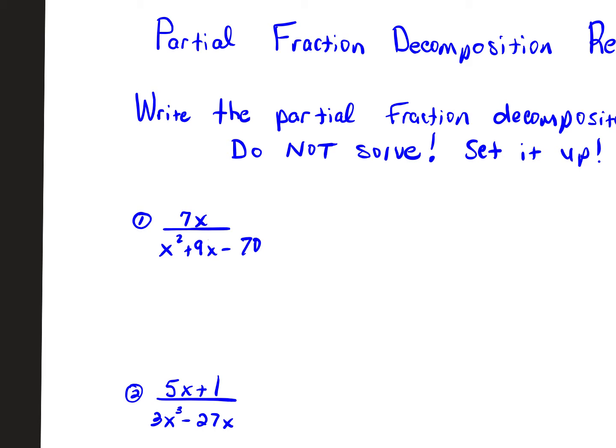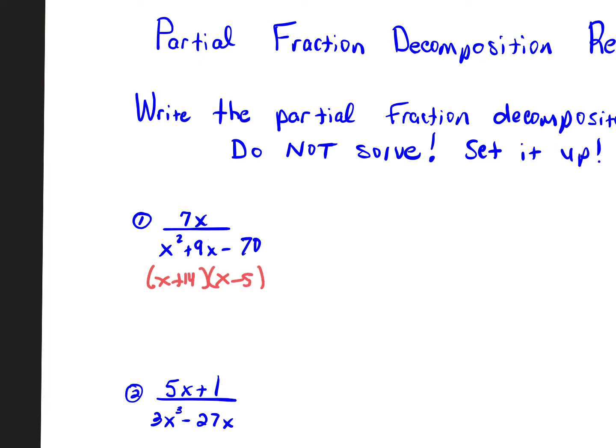Now, when we're setting up our partial fraction, we do not solve. It says do not solve. You just use A, B, C, capital letters for your numerators. And however many different denominators you have, that's how many fractions you have. So the first thing we're going to do is factor your denominator. Are there factors of negative 70 that multiply to give me negative 70, but add to give me 9? So x plus 14 and x minus 5.